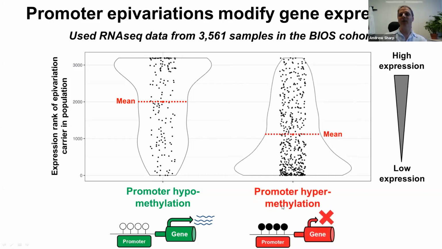If we then look at genes that have promoter hypermethylation, that is gains of methylation at the promoter, we see the opposite, where most of these individuals have unusually low expression levels. And this is entirely consistent with what we know about gene promoter methylation, that it is generally a repressive event. And this was highly significant by permutation analysis.